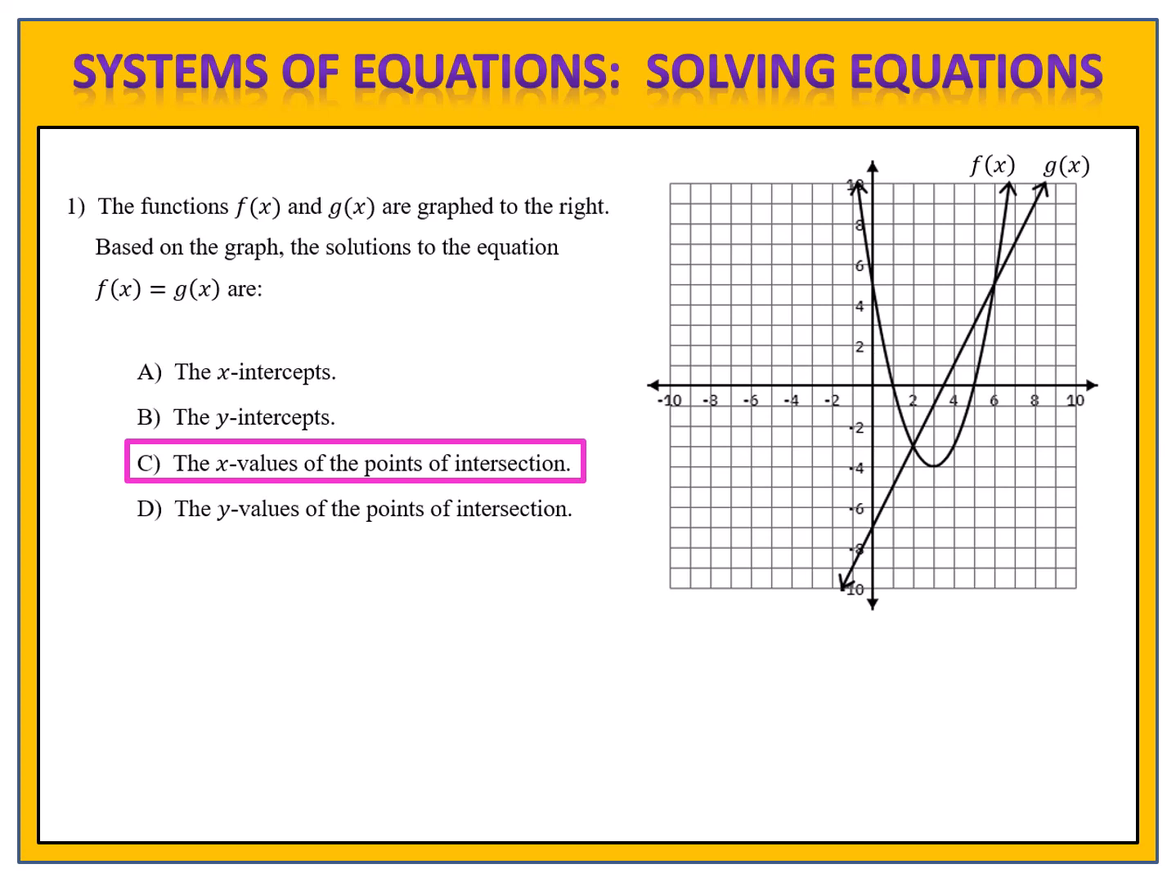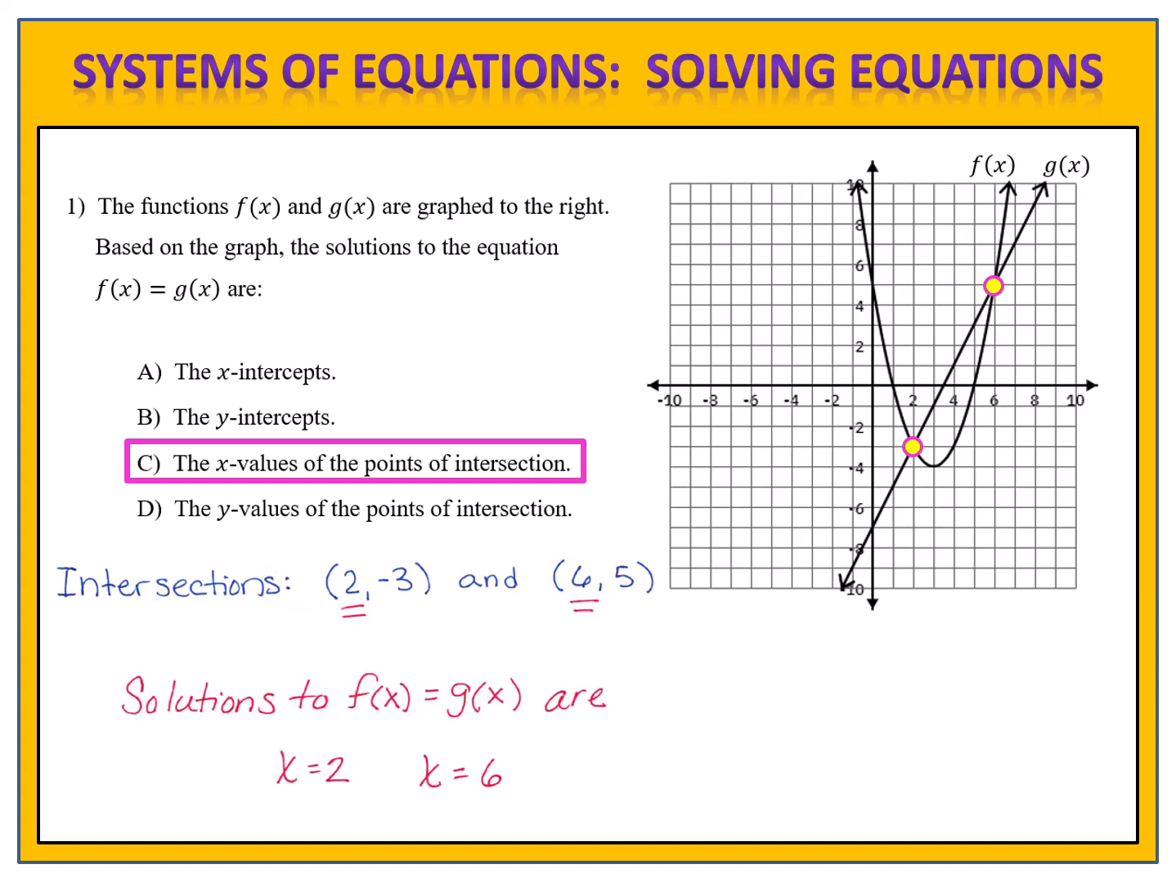We see that function f and function g intersect at two separate points. The coordinates of those intersections are (2, -3) and (6, 5). The solutions to the equation f of x equals g of x are those x values. We have two x values, 2 and 6. And so the solutions to the equation f of x equals g of x are simply x equals 2 and x equals 6. Now let's take a look at some examples that will start to get us into the process a little bit deeper.